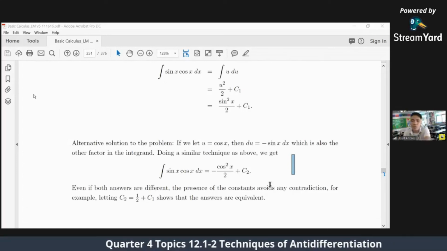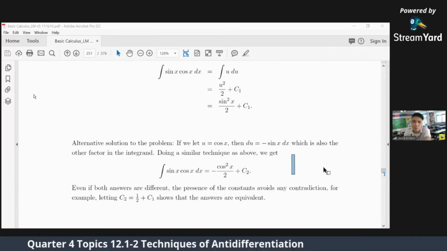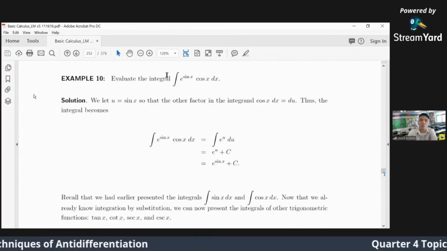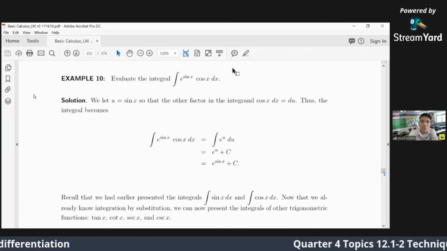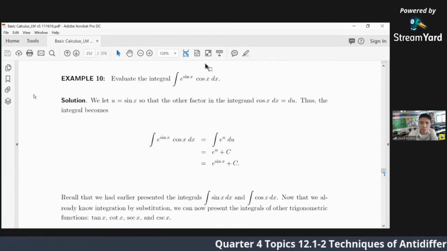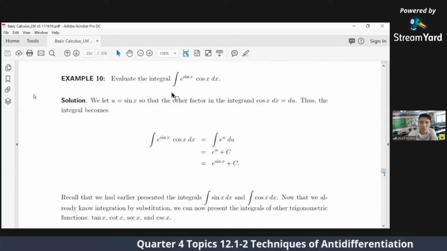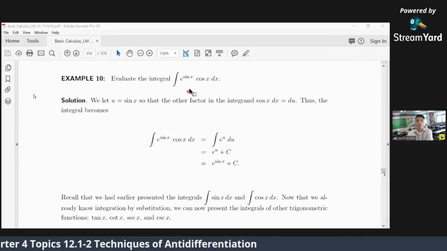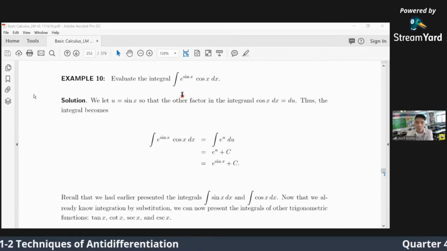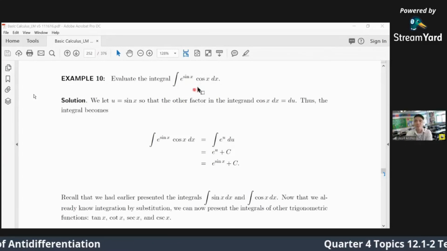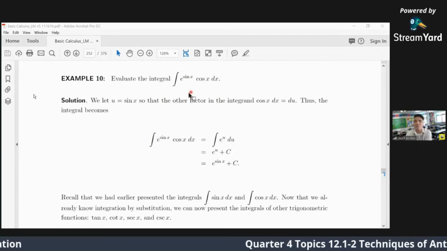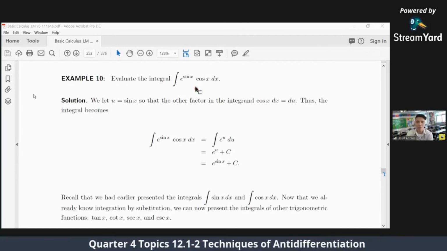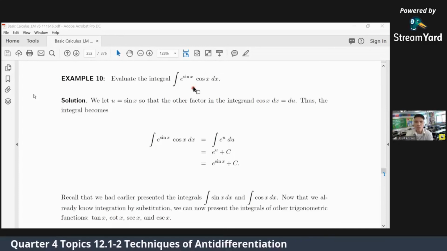Last example ata ni. Example 10. So karon, we have here the integral of e raised to sin x times cosine x. So asa kaya ato ang i-let as u? Again, basically, depende ra gud na, pero pwede ra gud ka mag-trial and error.